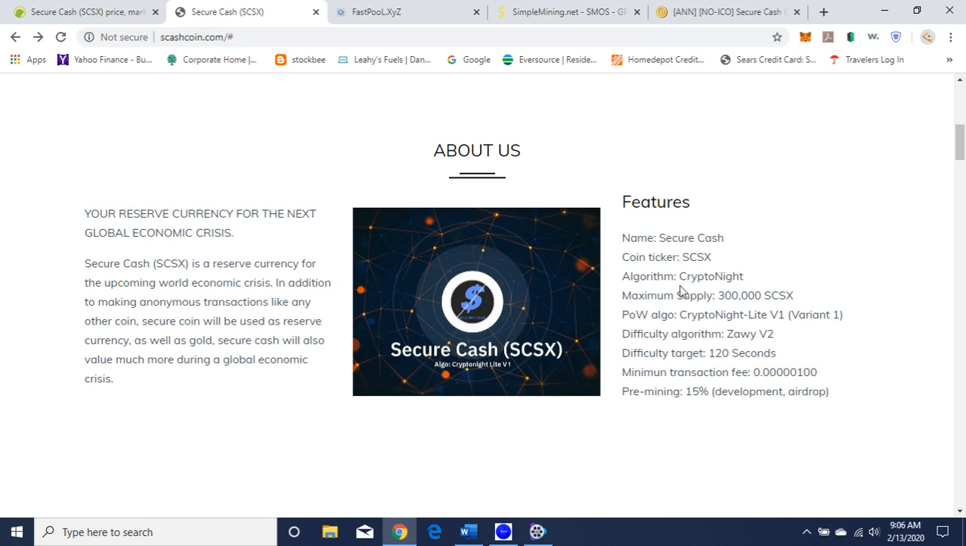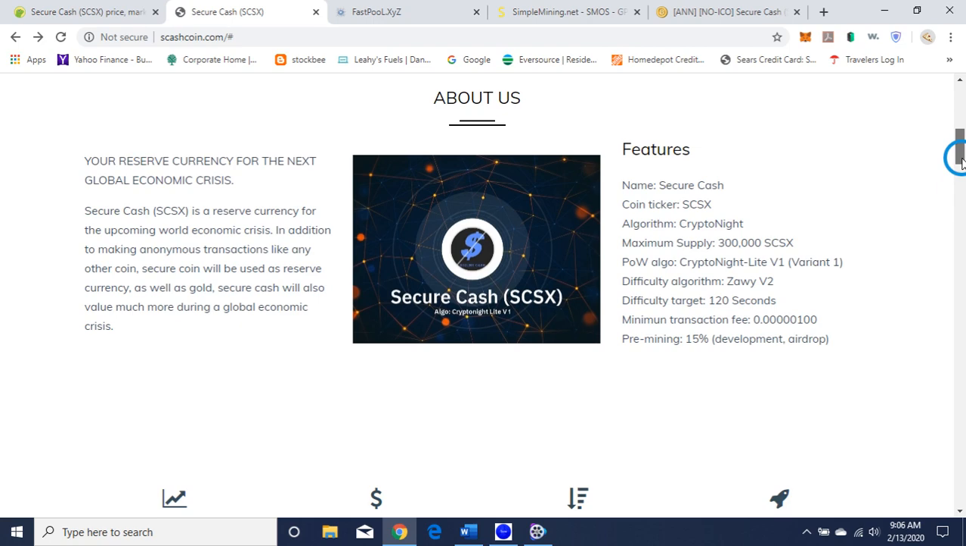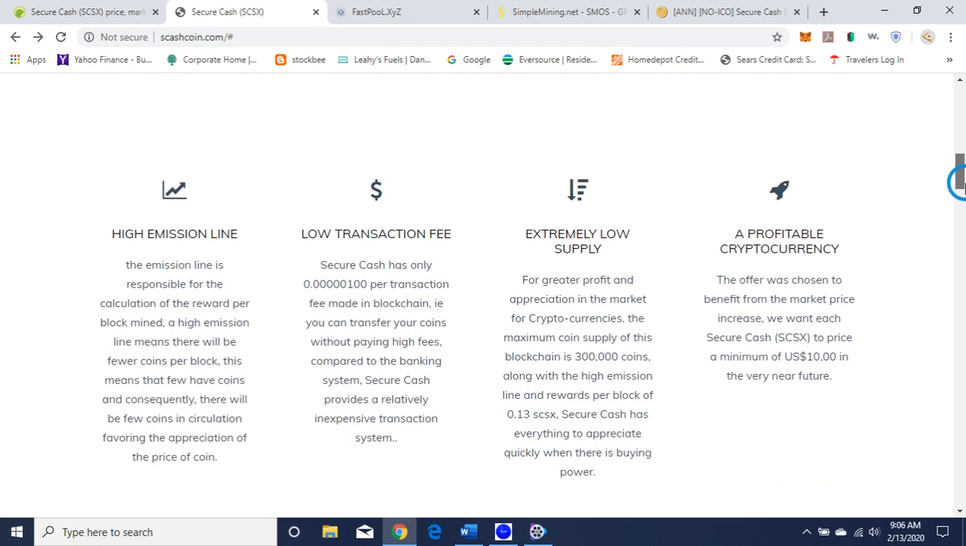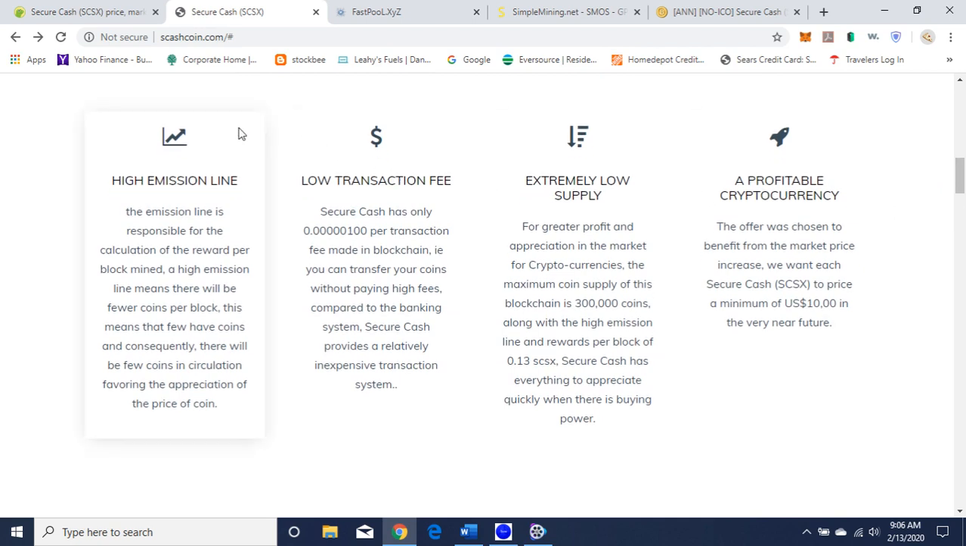The features: algorithm, Cryptonight-Lite, like I said, proof-of-work algorithm, difficulty target, minimum transaction fee very low, and maximum supply, 300,000, very, very low. It's probably one of the lowest supplies I've ever seen. Pre-mining, 15%, kind of high in my experience, but you be the judge of that. High emission line. The emission line is responsible for the calculation of the reward per block mined. A high emission line means there will be fewer coins per block, and consequently there will be few coins in circulation, favoring the appreciation of the price of the coin.